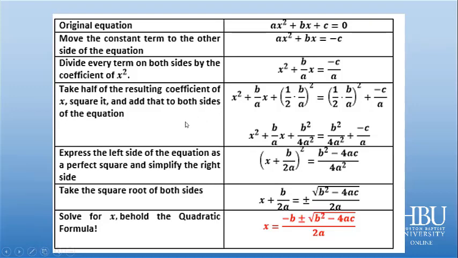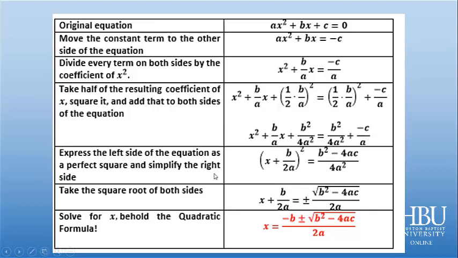The next step that we did in the previous specific example was to take half of the resulting coefficient of x, square it, and add that to both sides of the equation. So we're going to take half of b over a and square it and add that to both sides of the equation. That works out to be 1 times b is b, and b squared is the numerator. 2a, the quantity squared, well, 2 squared is 4, and a squared then is in the denominator. So we end up with b squared over 4a squared on both sides of the equation.